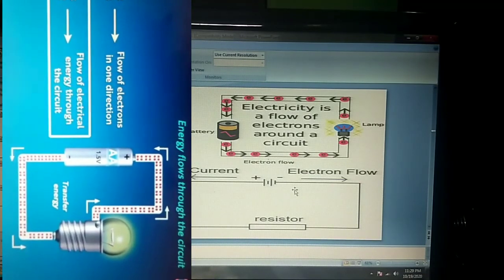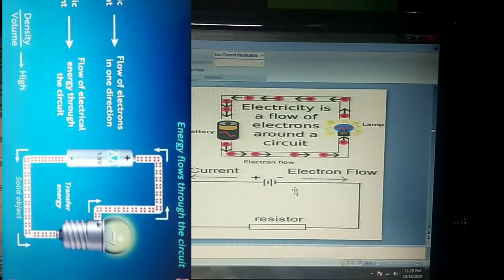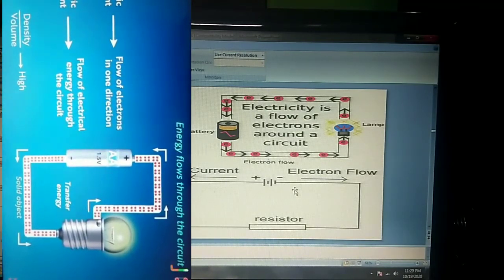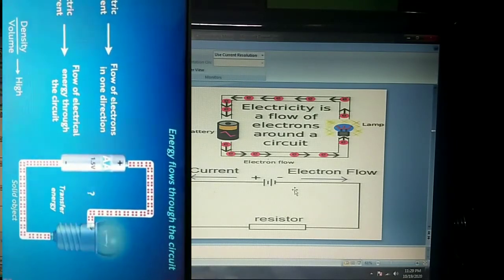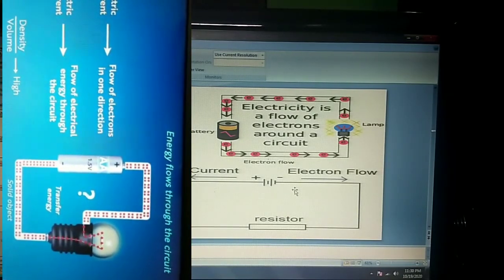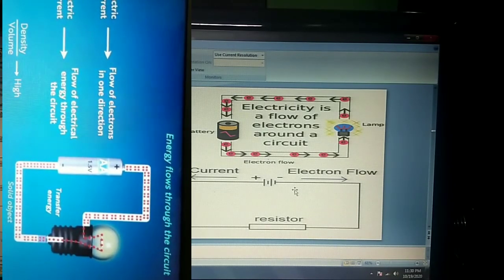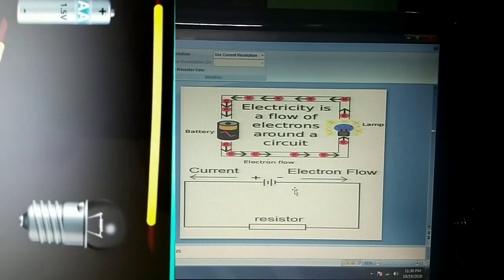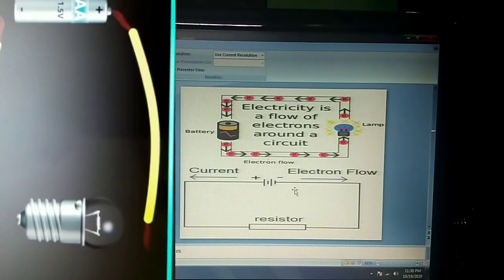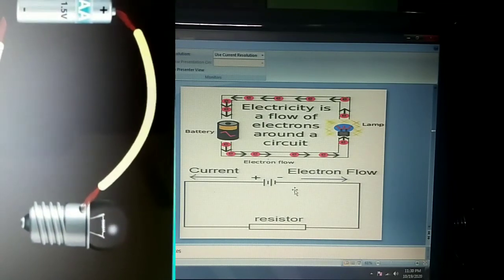Just as water flows in rivers and generates water current, in the same way charges flow in the conductor and generate electric current. Just as water flows from high level to low level, in the same way current in the conductor flows from the high potential energy end to the low potential energy end.